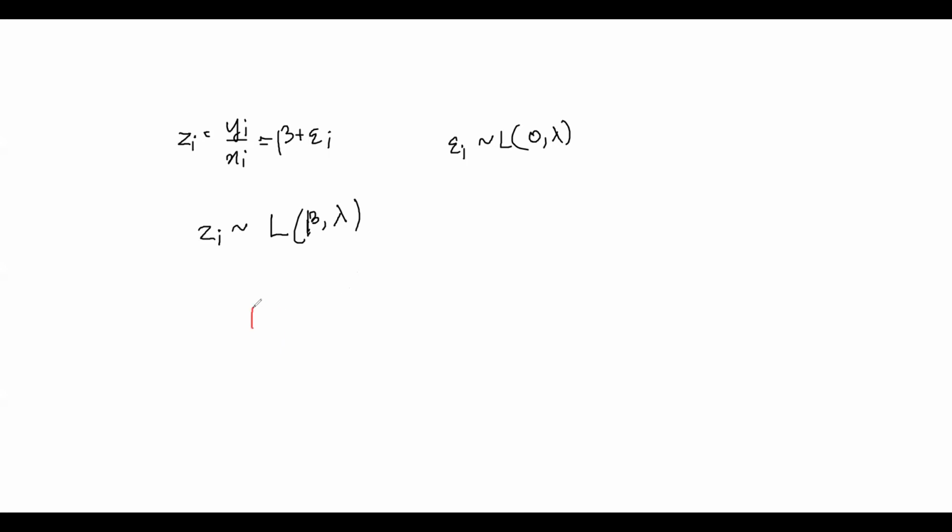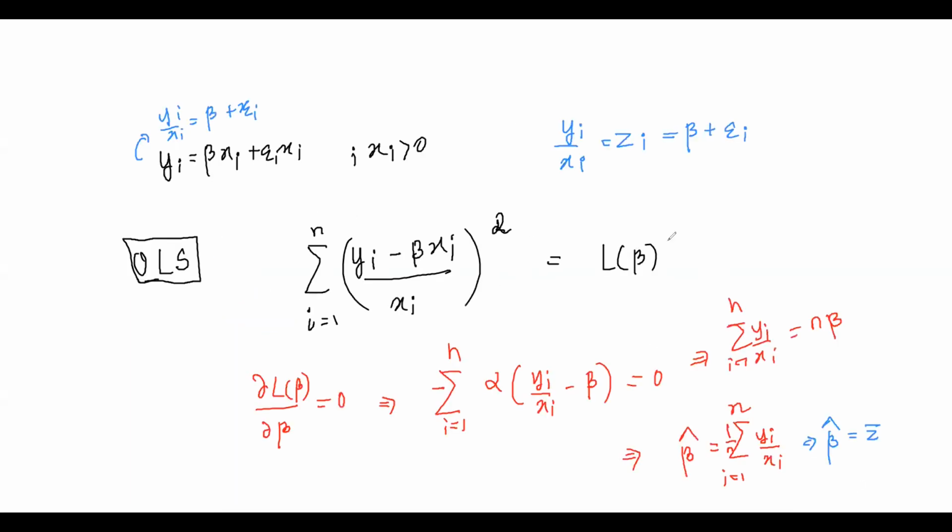you have to first find the likelihood L of beta. So this is the likelihood, L of beta comma zi, given the data. The previous L of beta was a loss function. This L, I should write it as L curl of beta. This is the likelihood, and the previous one was the loss function, the ordinary least squares method.